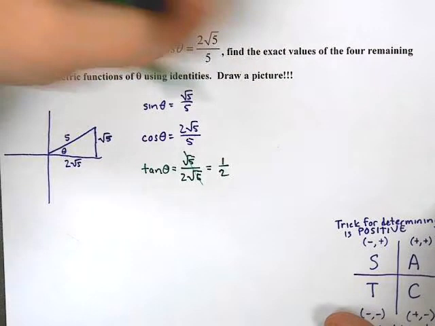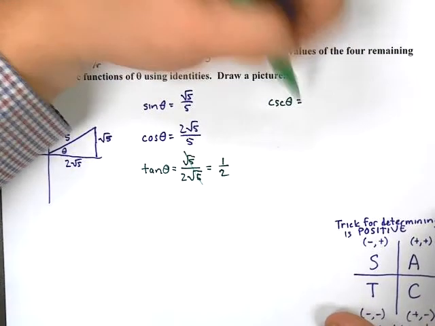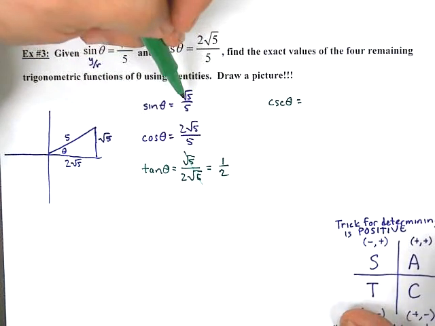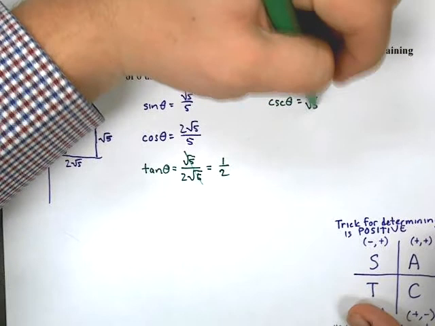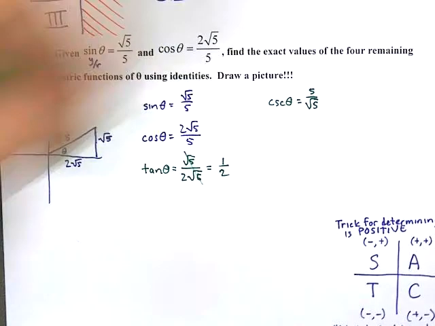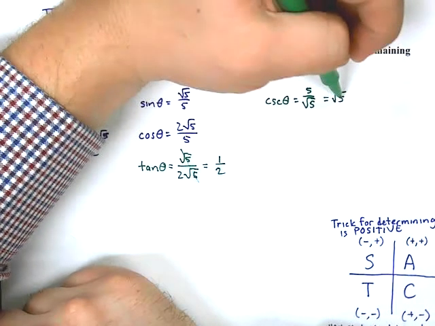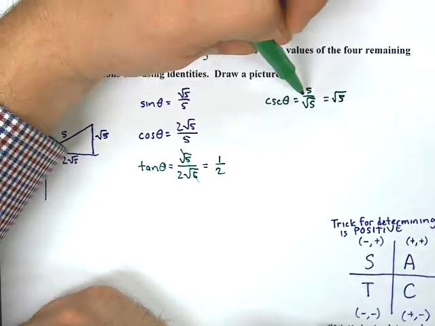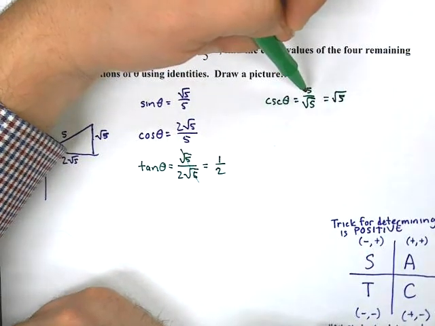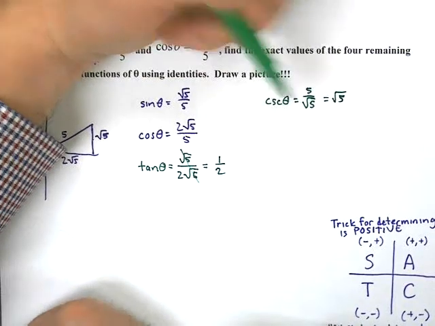And let's see here. We need the reciprocal functions. So let's go cosecant. And we need to just take the reciprocal. So 5 over root 5. Now this one, guys, I don't know if you remember. I would love it if you just knew that this was square root 5. What is 5 made up of? 5 is made up of root 5 times root 5. So obviously if I'm dividing by root 5, I'm going to be left with the root 5.